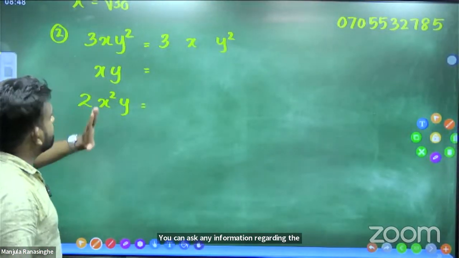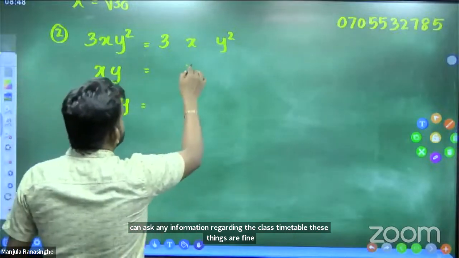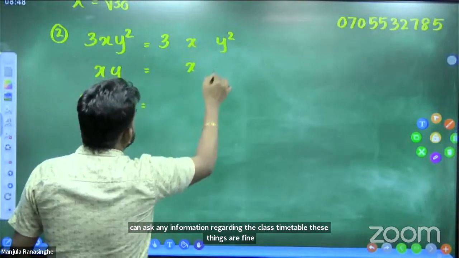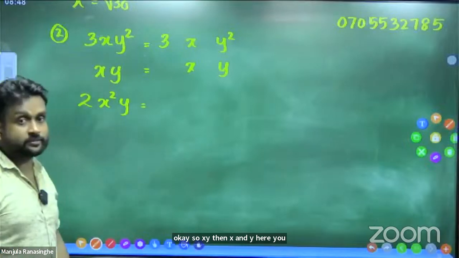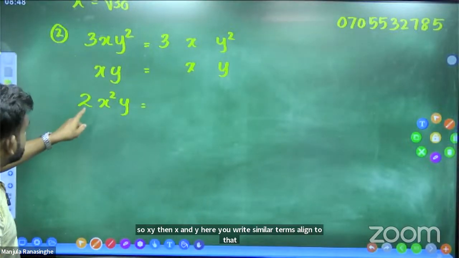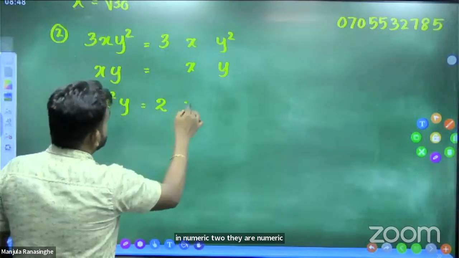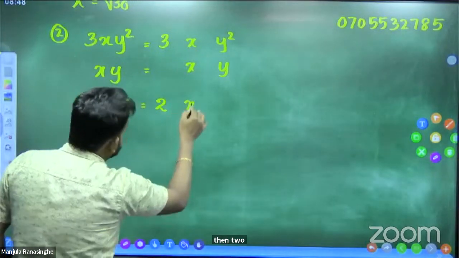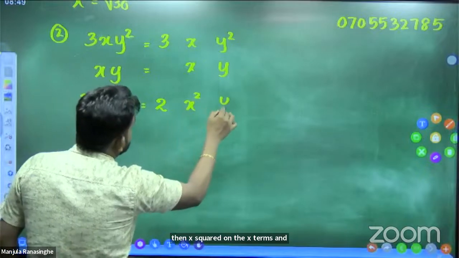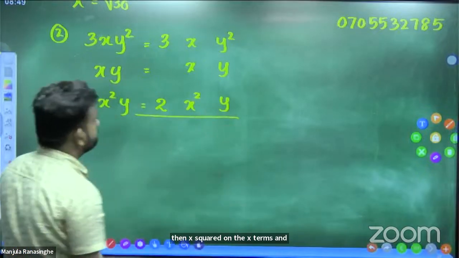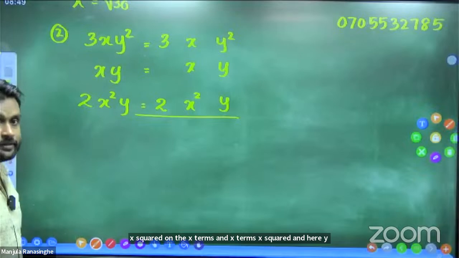So xy, then x and y: you write similar terms aligned together. So x, y. Then numeric 2 there, then 2, then x squared under the x terms, x squared, and here y. Okay, now you can check that.